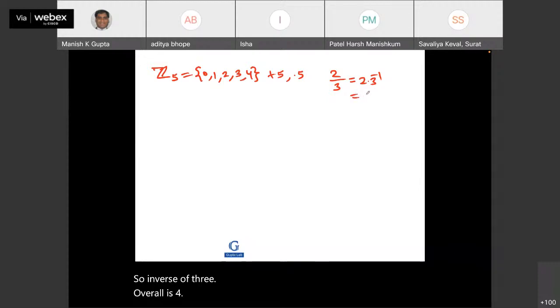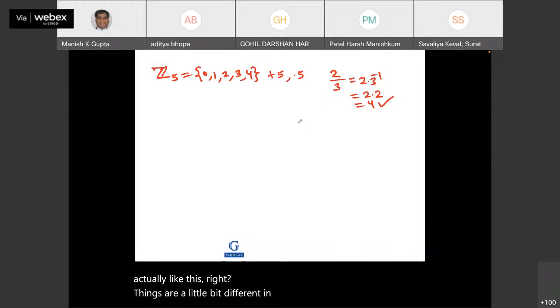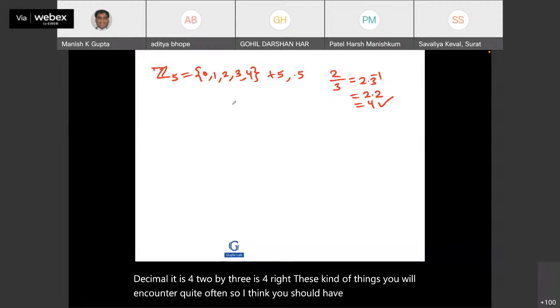3 inverse is 2, and so this is 4. Good. So now you remember this 2 by 3 is actually like this. Things are a little bit different here as compared to the usual case; it's not a decimal, it is 4. 2 by 3 is 4. These kind of things you will encounter quite often, so I think you should have familiarity with them.